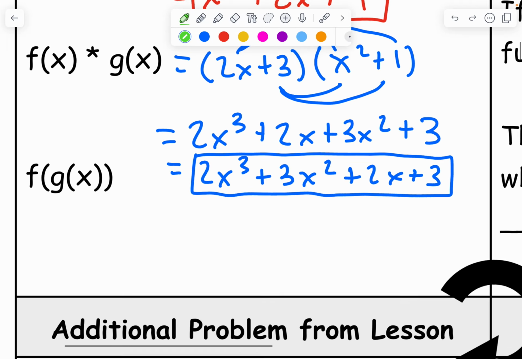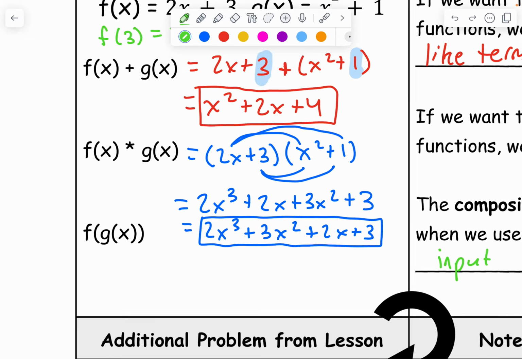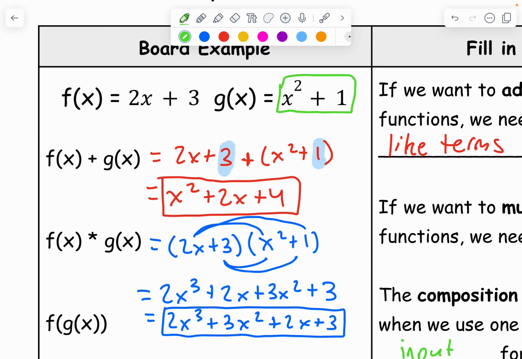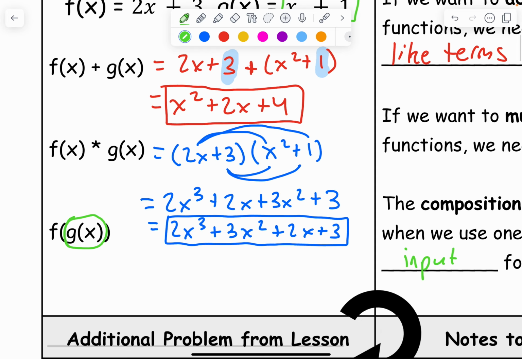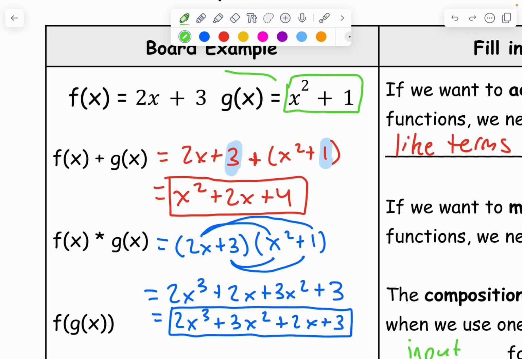But what if you have something that looks like this, f of g of x? Well, all that means is that you're going to take this g of x function. Let me erase my work here so you can see it. You're going to take this g of x function. Notice how that is now the input that's in the parentheses. That's saying take the g of x and input it for x into the f of x function.